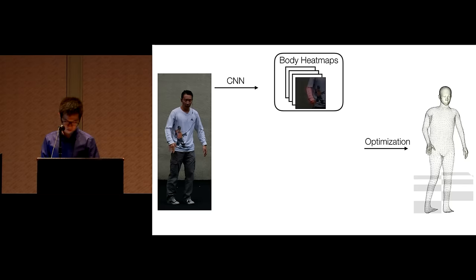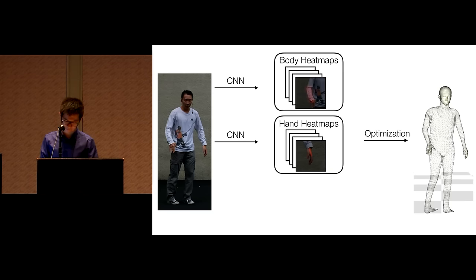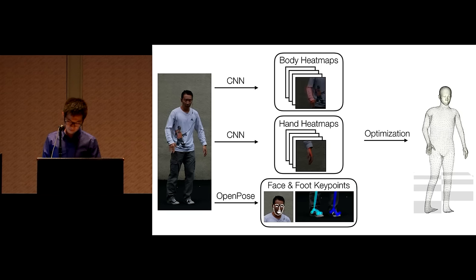For hands, we train another convolutional neural network to regress the heat map and 2D key point. For foot and face, we use 2D key points provided by OpenPose. A cost function for each body part is added to our optimization objective to infer total body pose.